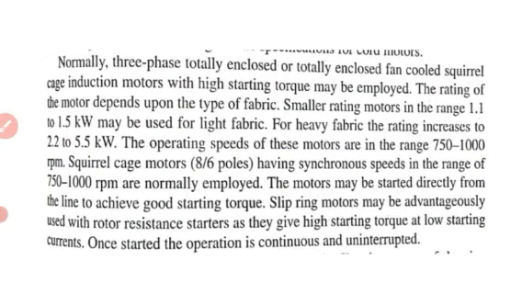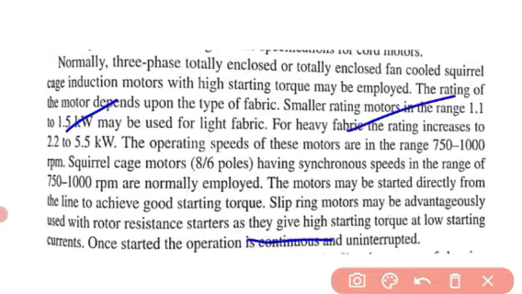Here some of the ratings are given. Smaller rating motors in the range of 1.1 to 1.5 kilowatt may be used for light fiber. For heavy fiber, the rating increases to 2.2 to 5.5 kilowatt. Speed will be nearly 750 to 1000 rpm for squirrel cage motors. The poles will also be given. You have to remember these ratings, and when you are explaining this you have to include these points.